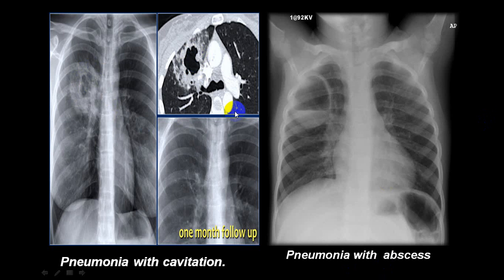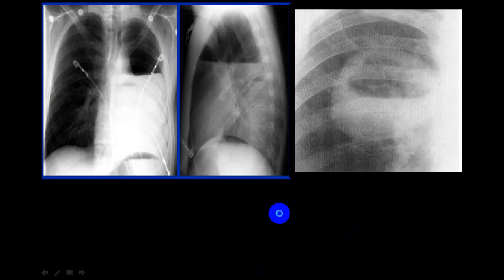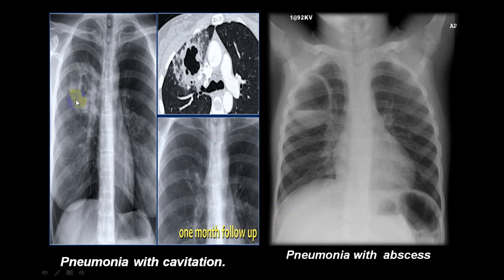You can see a cavity here. You can see a cavity with an air fluid level. So we call this an abscess. Here it is not filled with fluid, no air fluid level, so this is called a cavity. But along with that, there is a little haziness around that, and there is an air bronchogram. So this is pneumonia, and in that pneumonic shadow, there is a cavity formation. So this is pneumonia with cavitation, or we call it cavitating pneumonia.